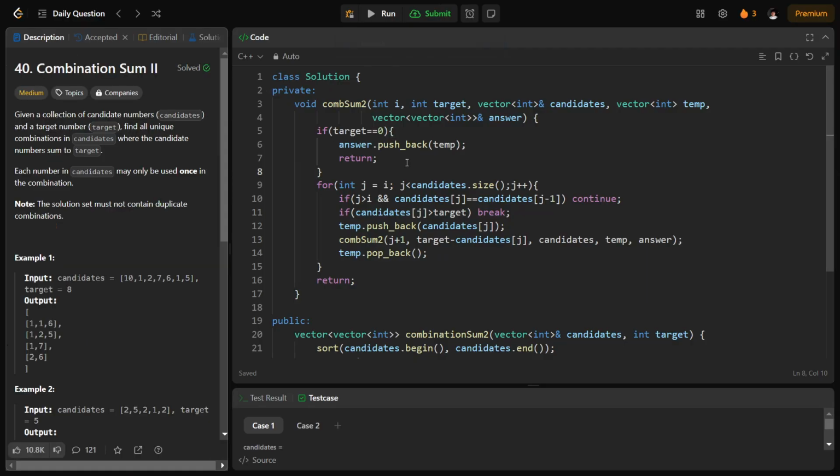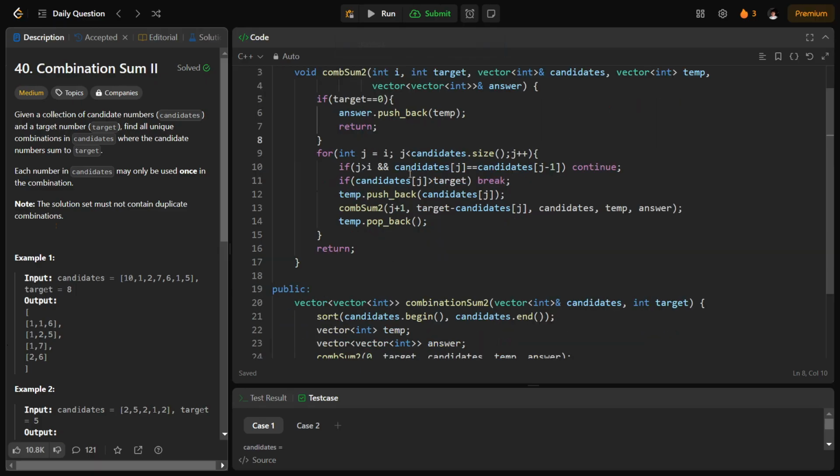Now what is the time and space complexity? Roughly you can say it's some sort of exponential, since we are taking and not taking, and within it we have a for loop, so 2 to the power n times n, something like that. Space complexity, don't even bother, because in the worst case you would store all the elements in this temporary array, so that will be big O of n. And yep, that is the video.